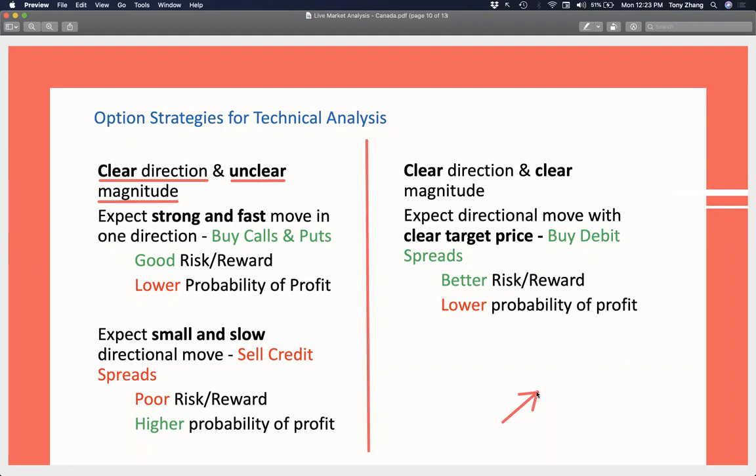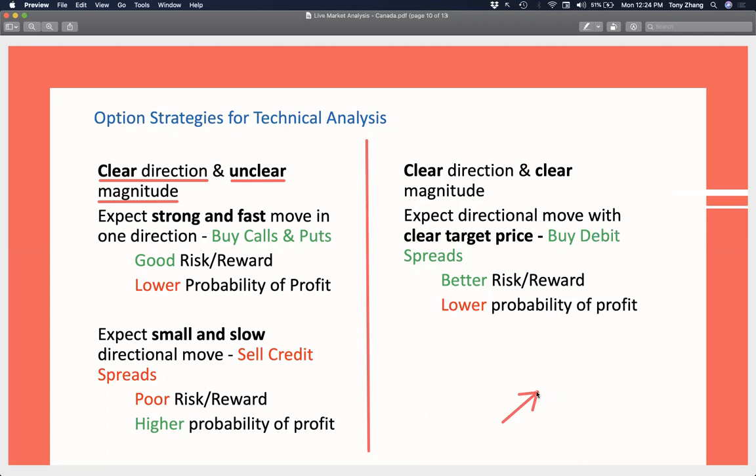So for those types of strategies, it depends on how fast you think the move is going to be. If you think it'll be a strong and fast move, buying calls or puts is the right strategy. If you think it's going to be more of a slow and small move, then you want to sell credit spreads. So we talked a lot about the different forms of technical analysis, or the different methodologies, and which type of option strategy makes sense for that analysis.